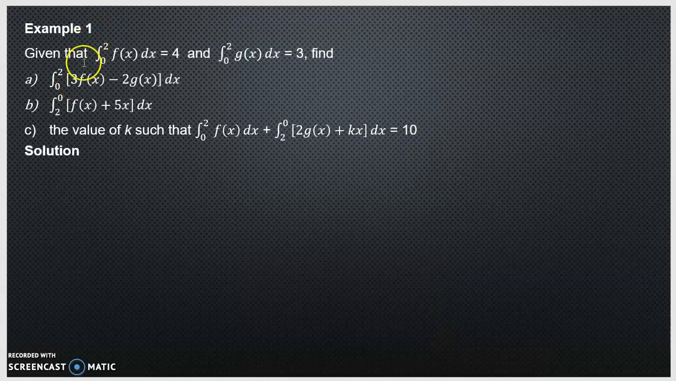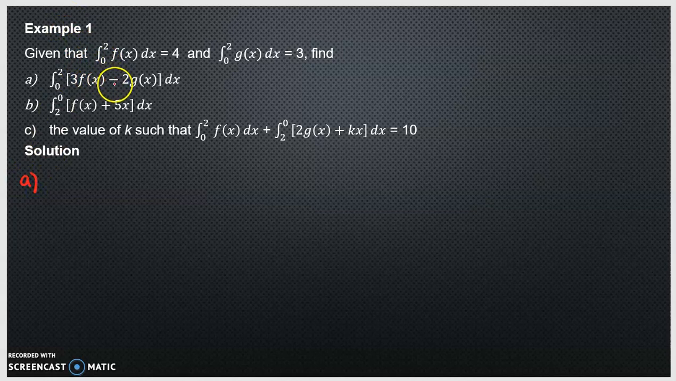Let's look at some examples. Let's say example 1. Given that integration from 0 to 2 for the function f(x) is equal to 4, and integration of g(x) from 0 to 2 is 3. So first, find this integration. Let's say question A.